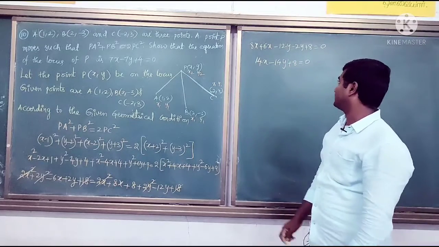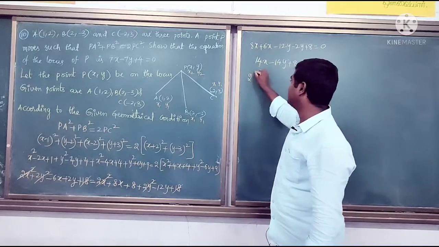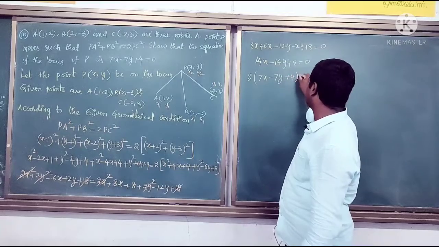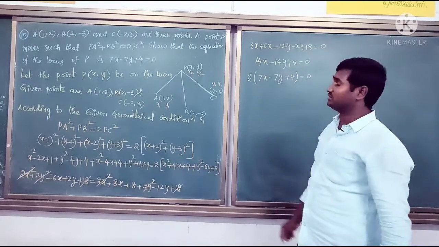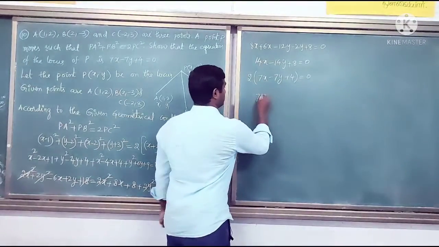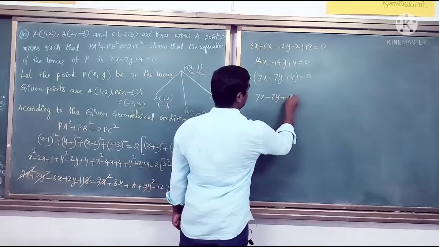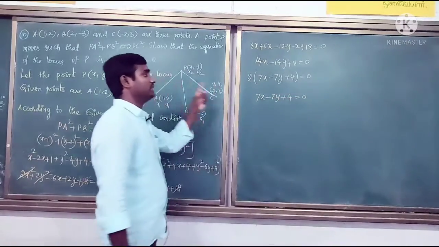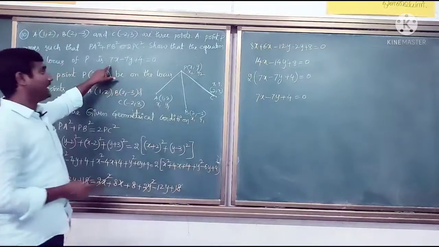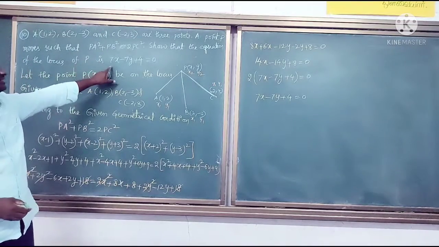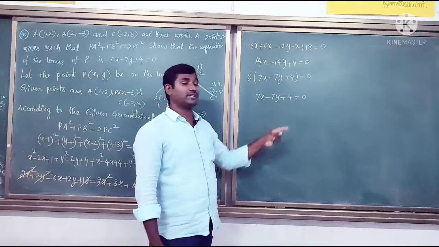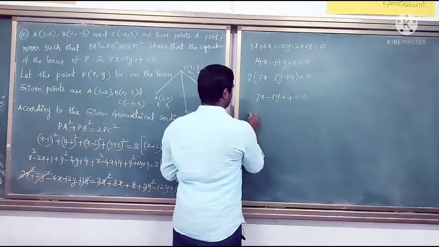So what term do we need to take common? Take 2 common. So from this, 7x minus 7y plus 4 equal to 0. Then if you send this to the right side, 0 by 2 becomes 0. This we can write as 7x minus 7y plus 4 equal to 0. So therefore we proved that. Hence proved. So what have we obtained? The given equation of the locus is 7x minus 7y plus 4 equal to 0. Therefore, hence proved.